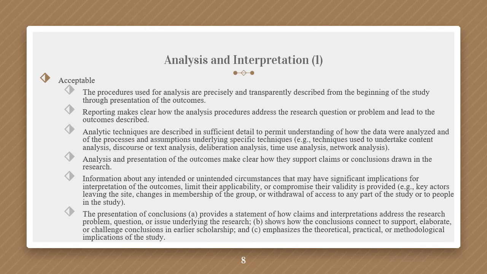The analysis and interpretation refers to your analytic plan, your results section, and your discussion. In other words, you're laying out for the reader what you did to come to the conclusions that you had. Your analysis and interpretation is judged based on the procedures that you've used for your analysis. Were they precise? Were they transparently described from the beginning of the study through the presentation of the outcomes? So there aren't any just trust me's in there. You want to make sure that your reporting is clear about how the analysis procedure addressed your research question and leads to the outcomes that you've described.